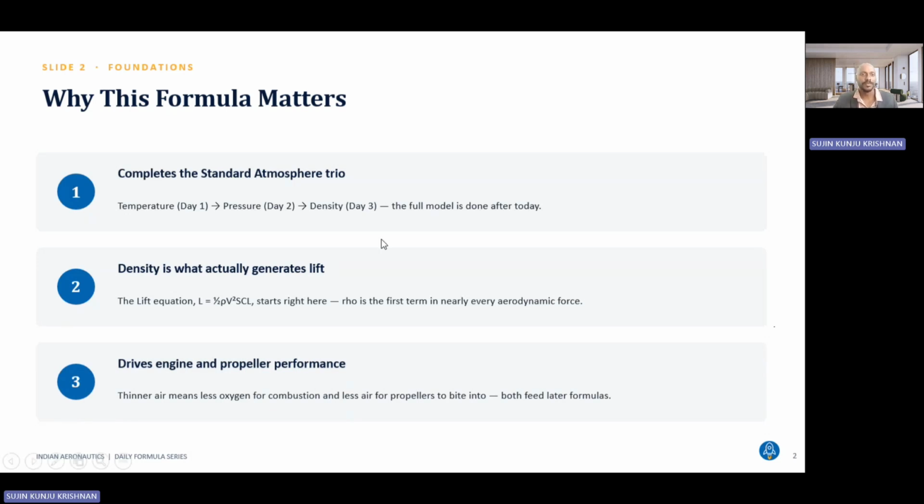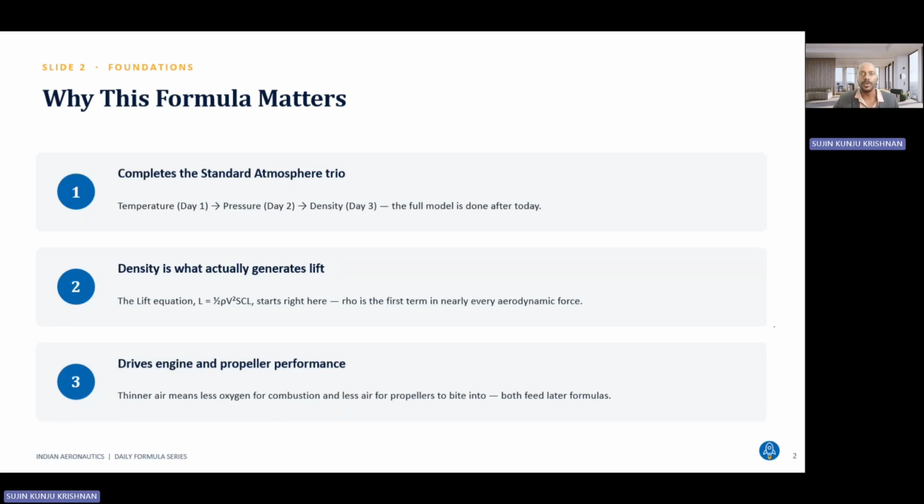Let's define the symbols. Rho is density at altitude in kilograms per cubic meter. That's what we are solving for. Rho 0 is sea level density, and the ISA standard value is 1.225 kilograms per cubic meter. That's a number worth memorizing. It comes up constantly in aerodynamics.